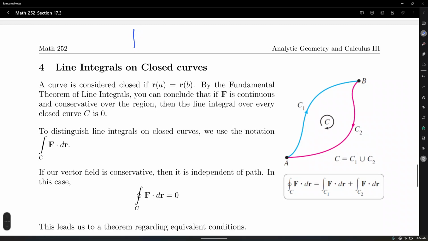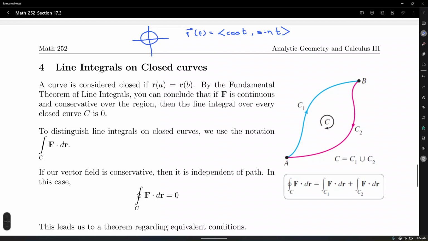For instance, if you have the unit circle, to keep it simple, whose parameterization is cosine t, sine t. Well, clearly this curve is closed, isn't it? It's closed because it just goes around.